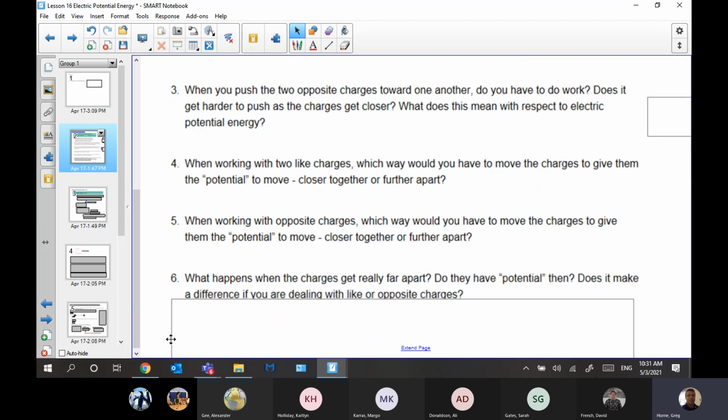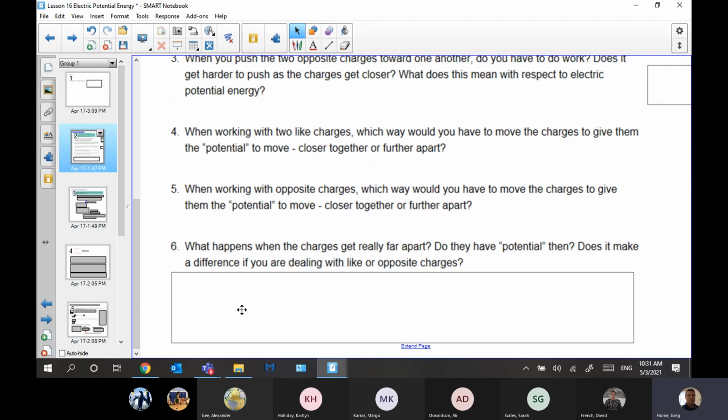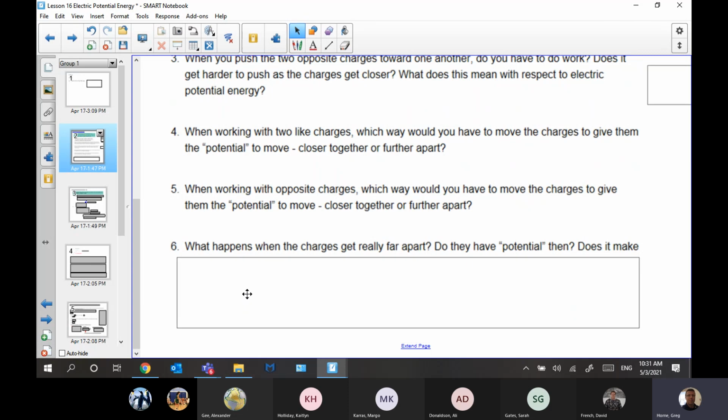So what happens when the charges get really far apart? If you have two opposite charges that want to attract, but they're kilometers apart, they're not going to attract. They only start to attract to each other on the table or in your hands when you get them within a few centimeters usually. So if you're really far apart, then there's no potential energy to move. You're at a zero potential energy state.